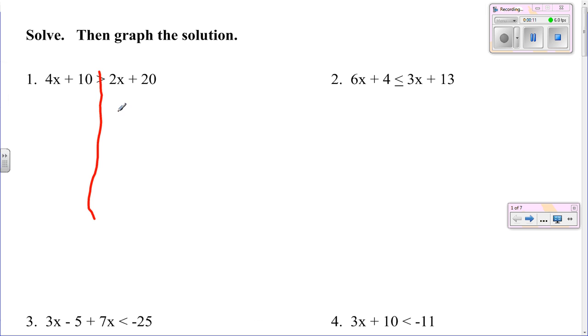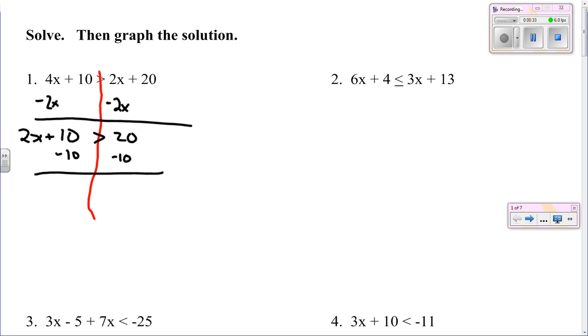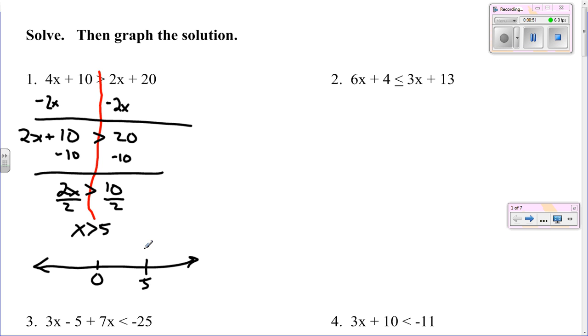Number one, I drew my line down through the inequality. First thing I'm going to do is subtract minus 2x from both sides. It gives me 2x plus 10 is greater than 20. I subtract 10 from both sides. 2x is greater than 10. Divide by 2. X is greater than 5. Let me graph it. 0, 5, greater than, so it's an open circle and going that direction.